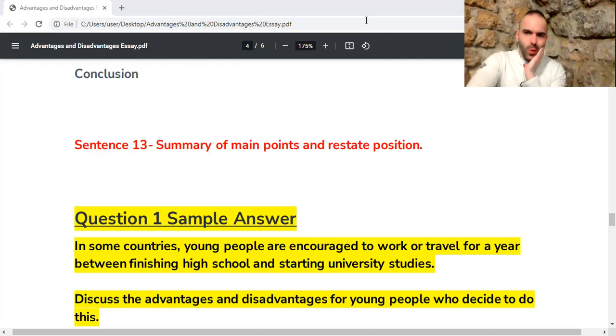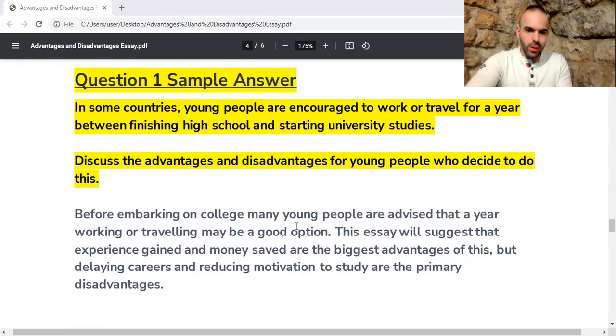Okay, welcome back. Do you think that was enough to write a proper introduction? What do you think? Now it's time to show you my version. Let's read this.